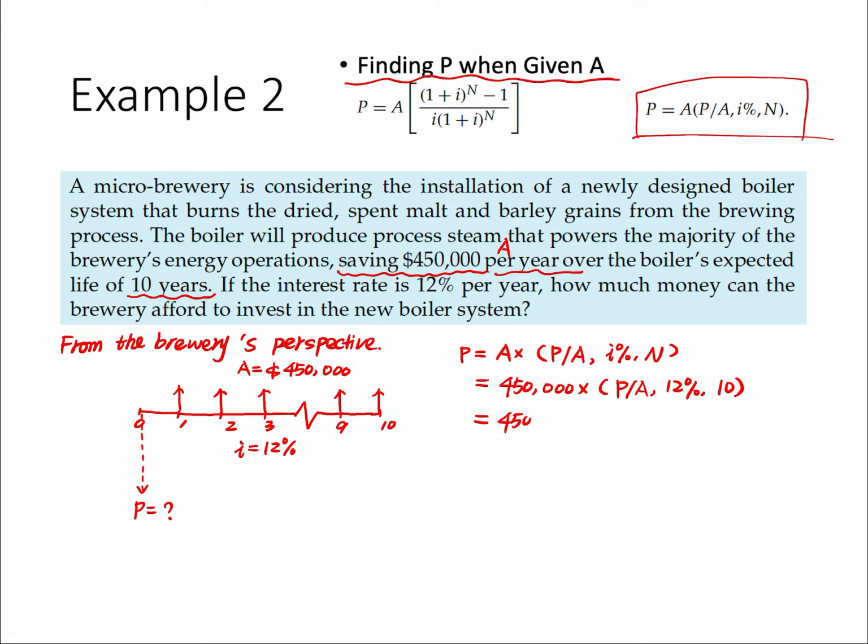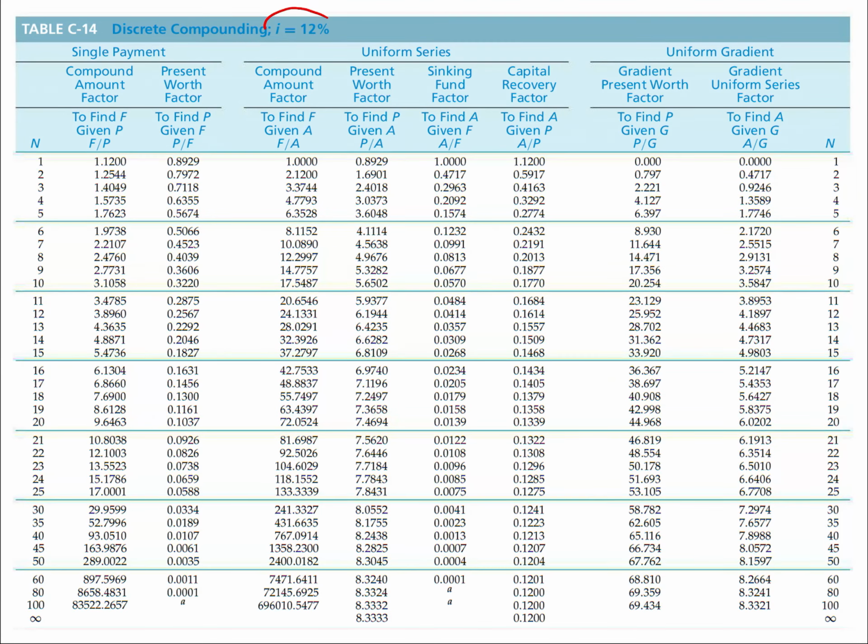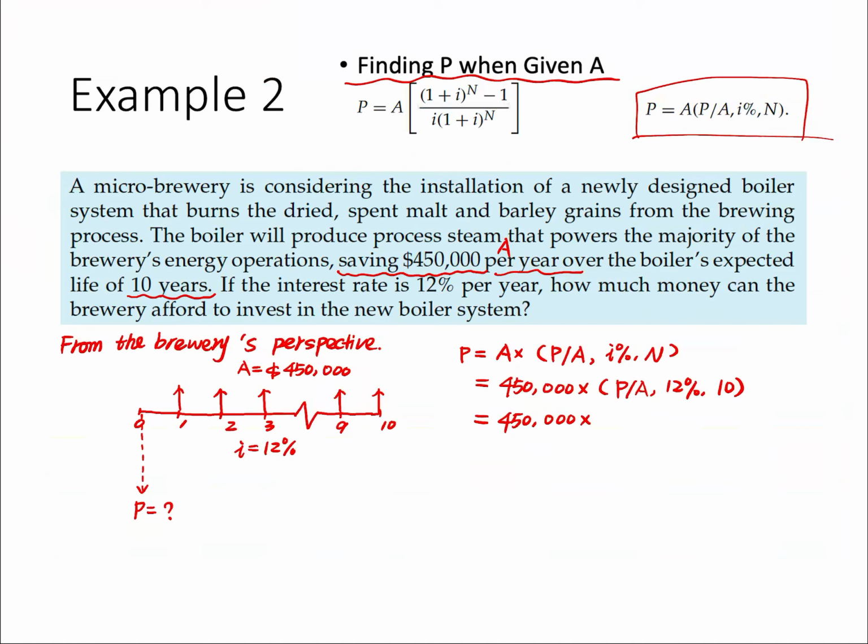Okay, so now you need to find out the exact factor value from the table. So the table is the I equals to 12. That's the table. And then you want to find out the column. Column is to find P given A. And the row is N is 10. So this is your factor, 5.6502. And do the calculation. You will find out the result as 2,542,590. Wow, that's so expensive, I would say.